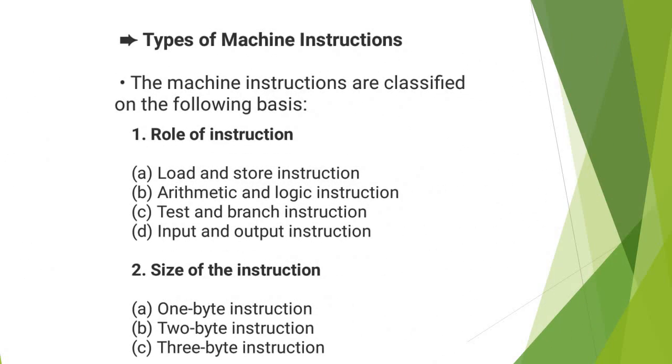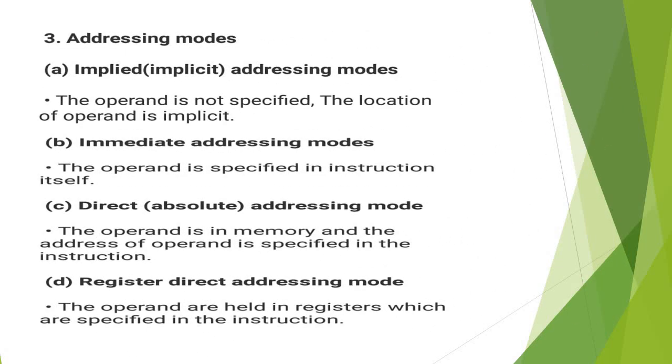Let's move towards the different types of machine instructions. They are as follows. Role of instruction: load and store instruction, arithmetic and logical instruction, test and branch instruction, input and output instruction. Second, classification of machine instruction is size of instruction. Those are 1 byte instruction, 2 byte instruction and 3 byte instruction. And the third one is addressing modes.